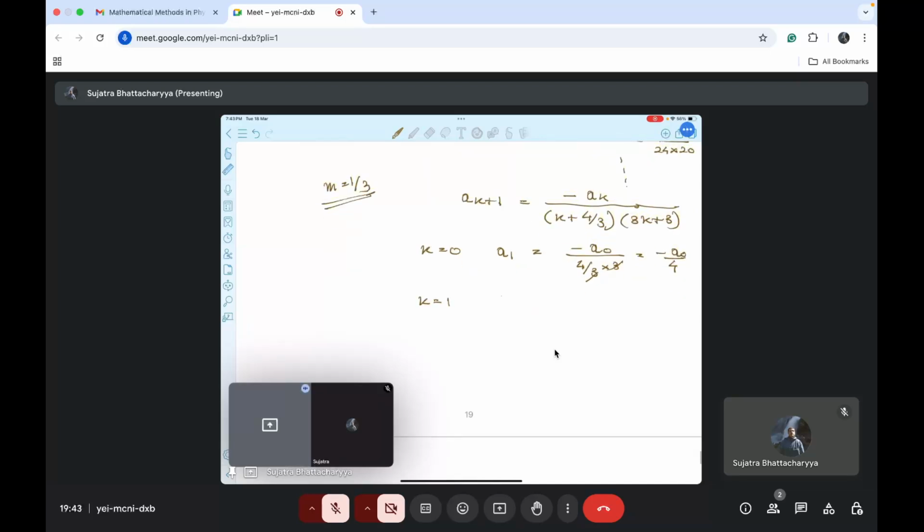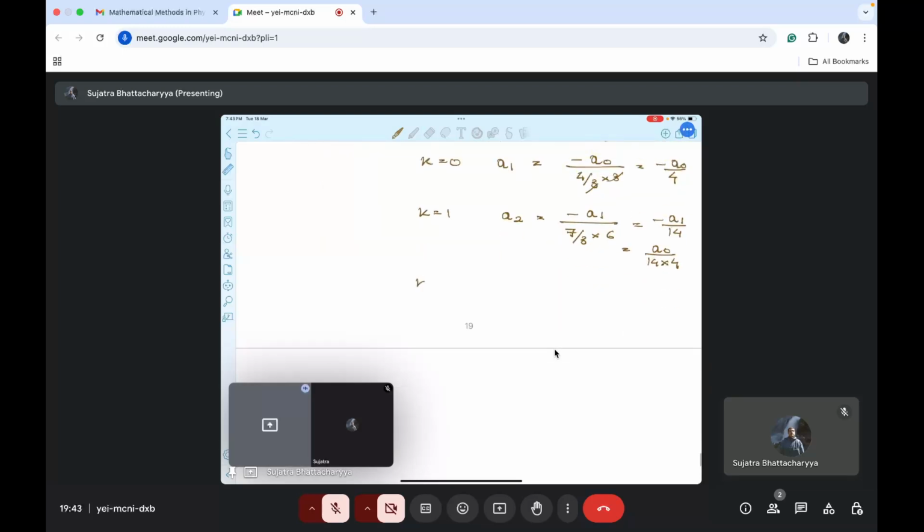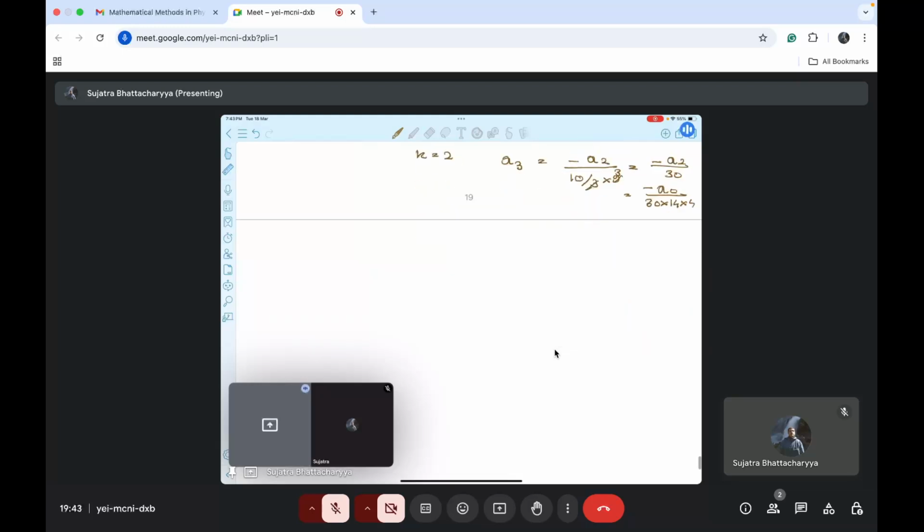K is equal to 1. a2 is equal to minus a1. That will give you 7 by 3 into 6, which is minus a1 by 14. So it will be a0 by 14 into 4. Similarly, k is equal to 2 gives a3, so minus a2 divided by 10 by 3 into 9. So it will be minus a2 by 30. And that will be minus a0 divided by 30 into 14 into 4. Okay.